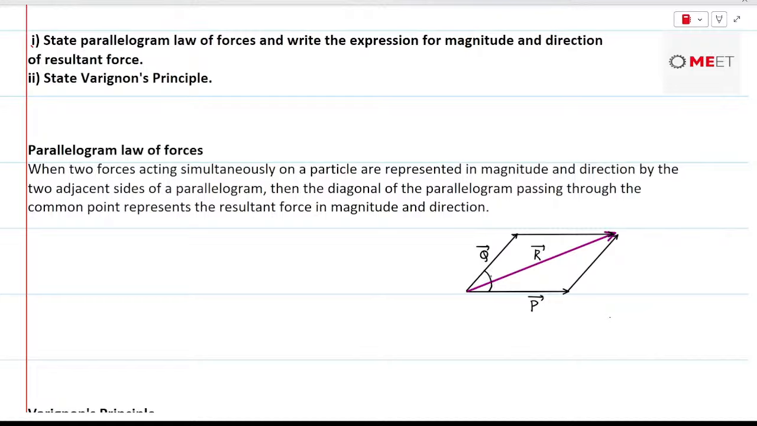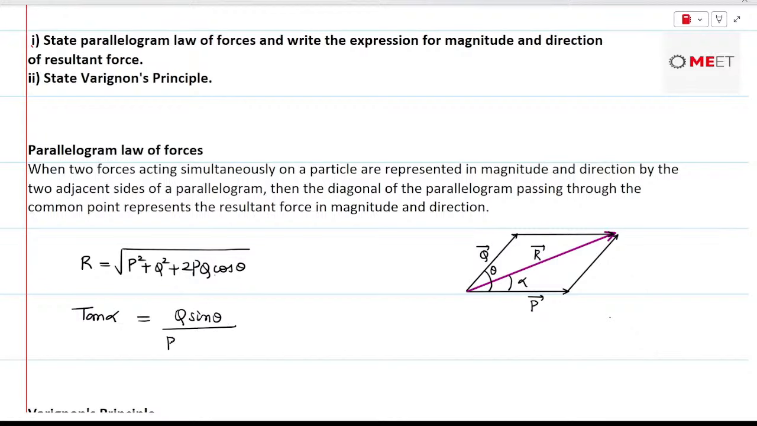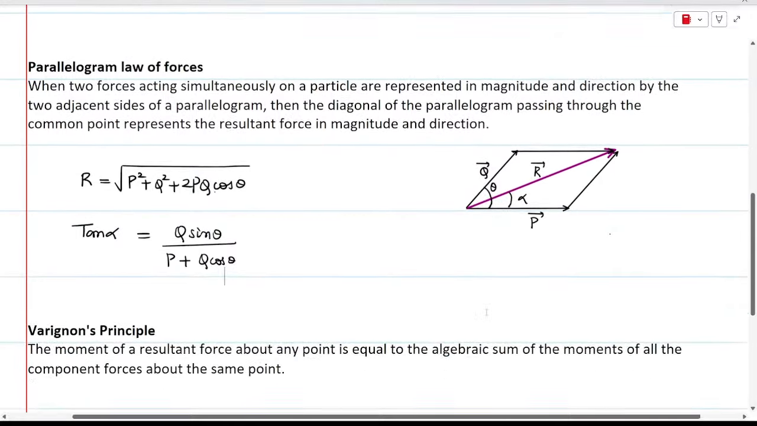Let's say the angle between P and Q is theta, and the angle between R and P is alpha. So the expression comes out as R is equal to the square root of P square plus Q square plus 2PQ cosine theta. Next is tan alpha, that is equal to Q sine theta divided by P plus Q cos theta. Next answer we have is Varignon's principle.